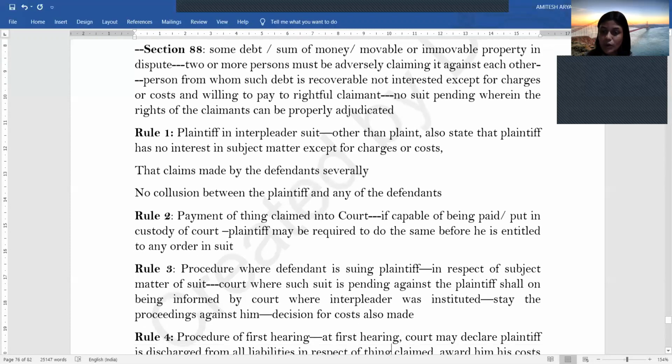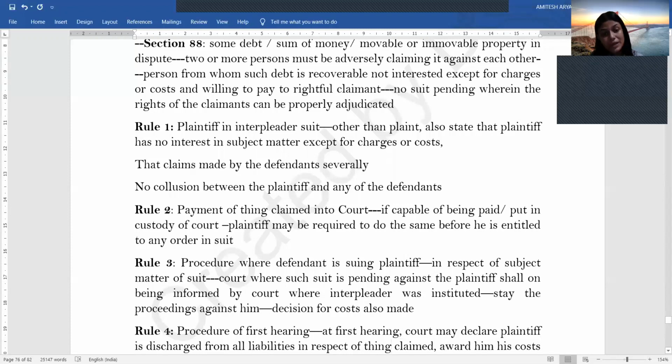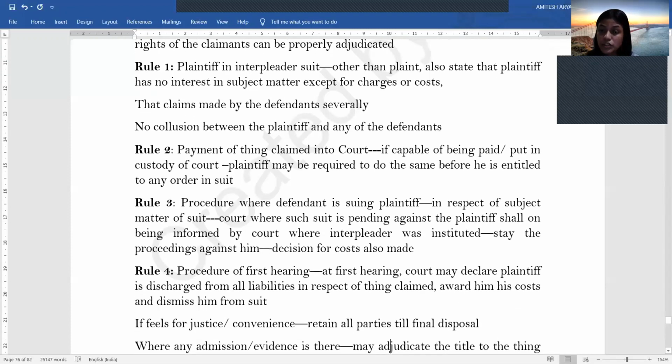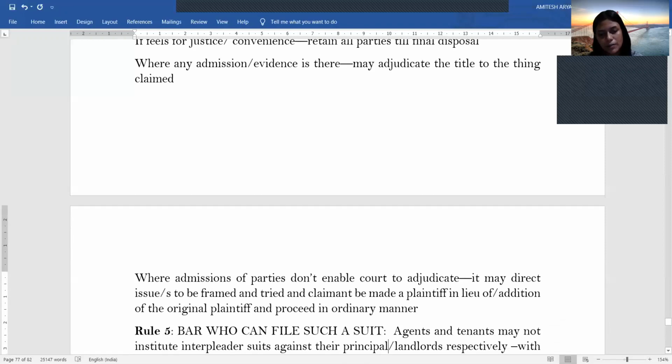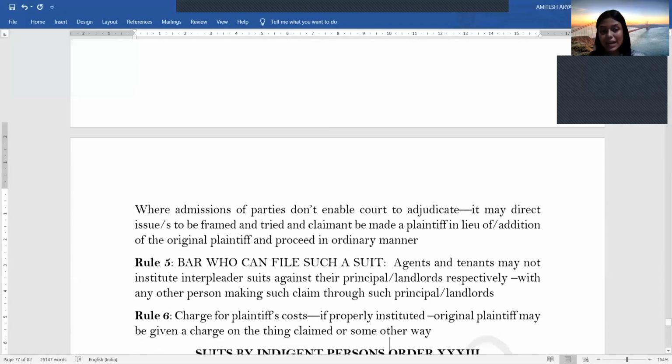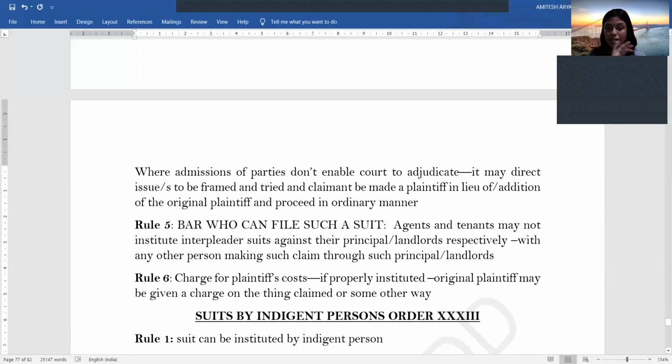And when he is being sued in another court, then what will be done in that case? What will be done at the first hearing? He'll be heard, he can be dismissed, or the suit may be continued, if adjudication of title on the basis of admission or evidence can be done. If it is not done, then he'll frame issues, etc. Rule 5, very important: agents and tenants cannot institute an interpleader against their principal or their landlords. So this was for interpleader suits.